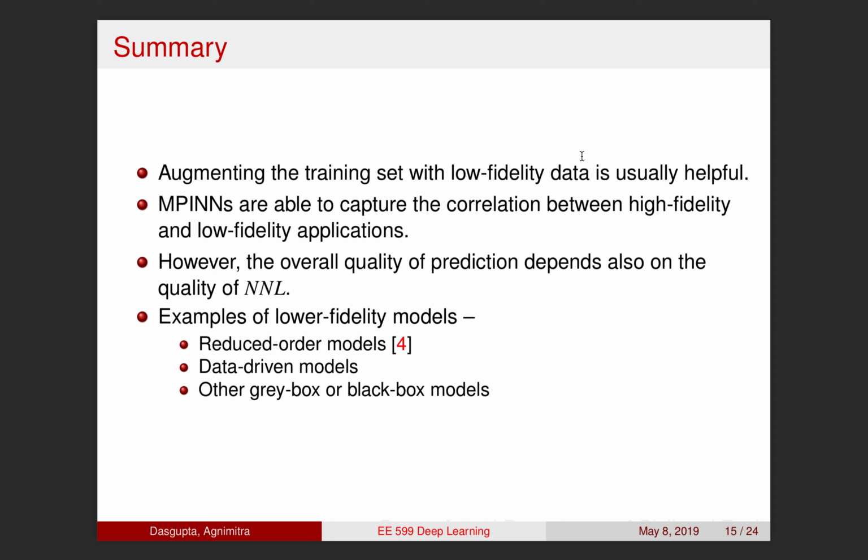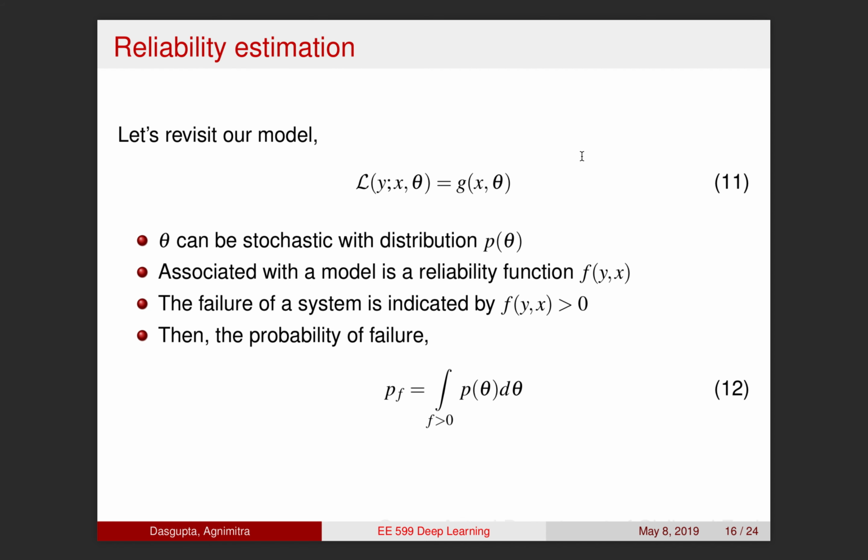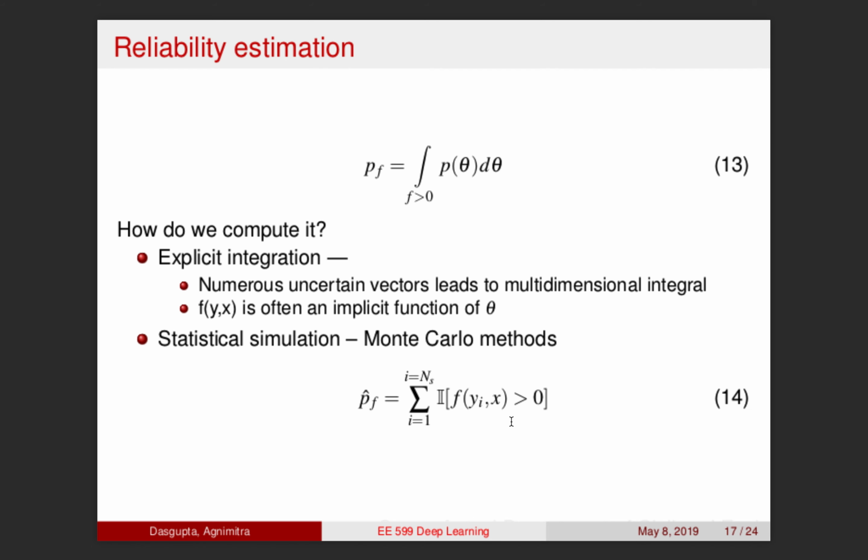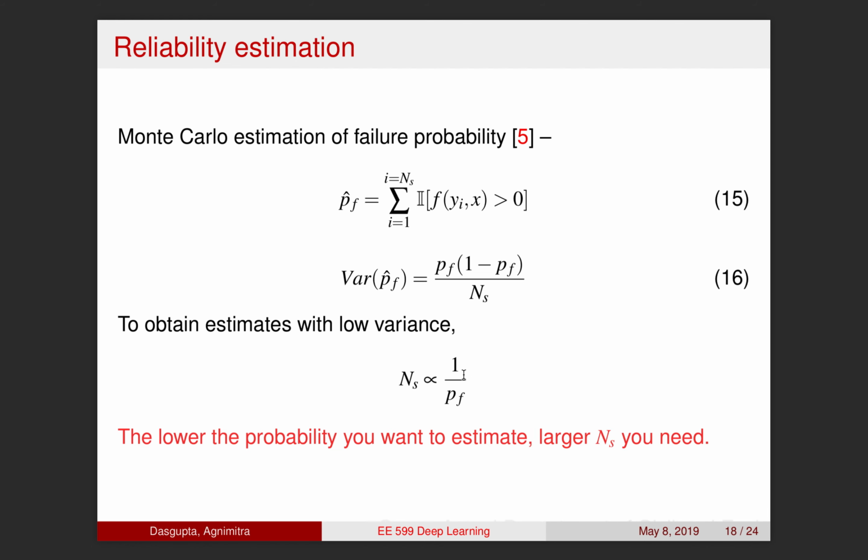Now, let's take a step back. Let's look at the problem of reliability estimation. Given any model L, which has uncertain parameters theta, the probability of failure is the area under the probability density function of theta for which f is evaluated to be greater than 0. This integral is often very hard to evaluate analytically, so we use statistical approximation techniques like Monte Carlo simulations.